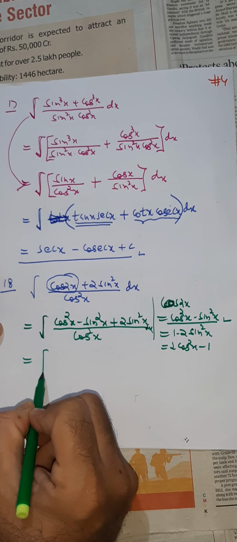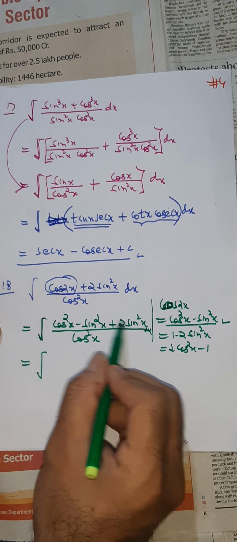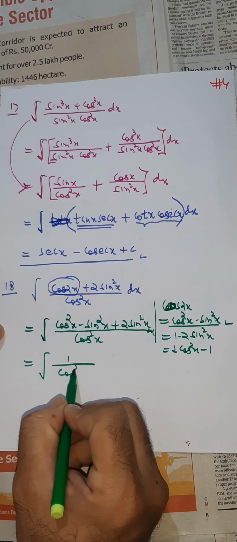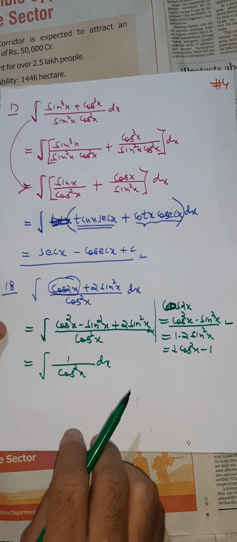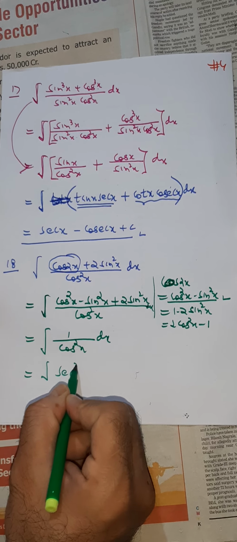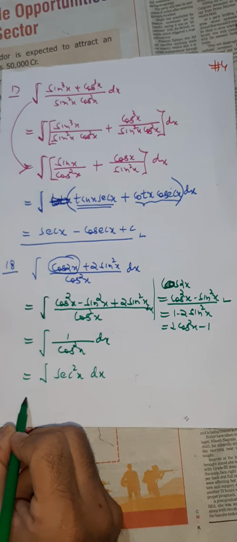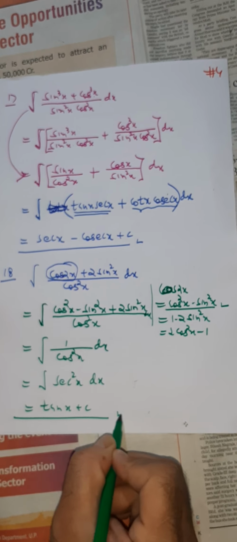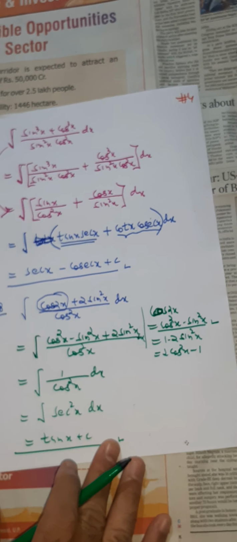So what will you get in the numerator? Minus and plus, so you are left with plus, and sin square plus cos square gives you just 1. So 1 by cos square. What is 1 by cos square? You know it's sec square x. And what's the integral of sec square? You know it is just tan x. So tan x plus c. That's the final required integral here.